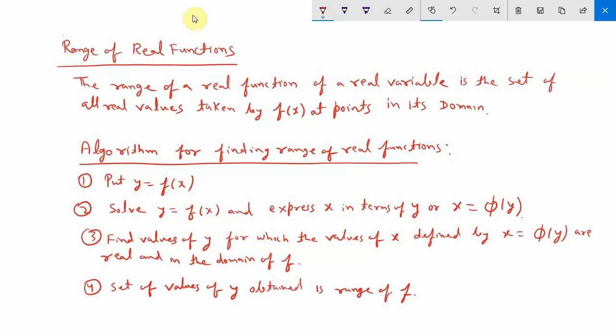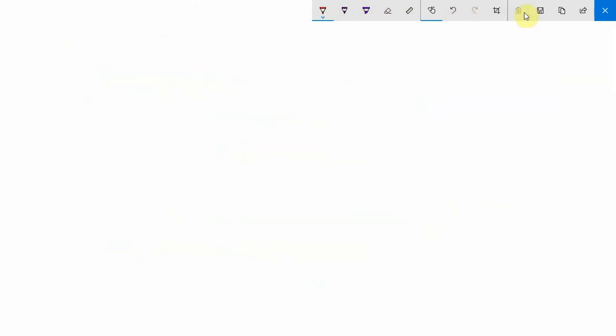First we have to assume y equal to f(x) and then express x in terms of y, or express x as a function of y. Then we have to find the values of y for which this function will be real. Okay, and all the set of values of y is the range of f. So we will discuss some problems.